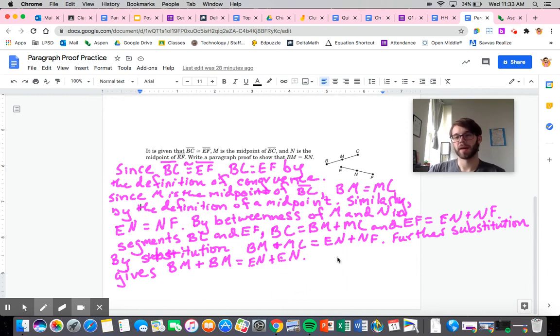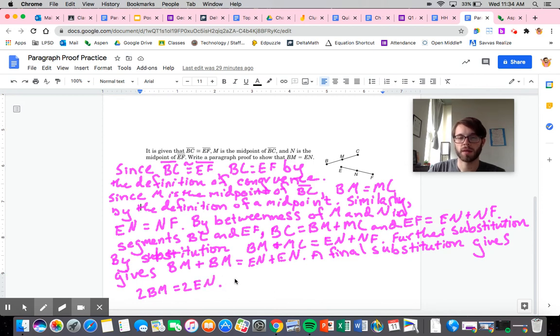This is one of those instances where I said you could combine some steps, and this step and the prior step, the one that I just wrote, ultimately you can't combine. So write a final substitution. So final substitution gives 2BM equaling 2EN. And then finally, by division, BM equals EN.